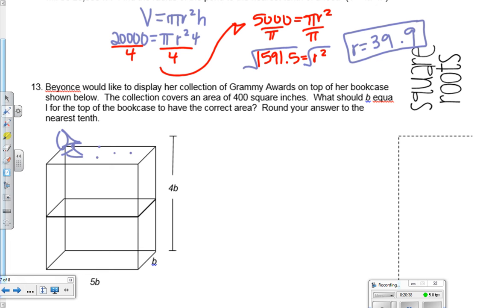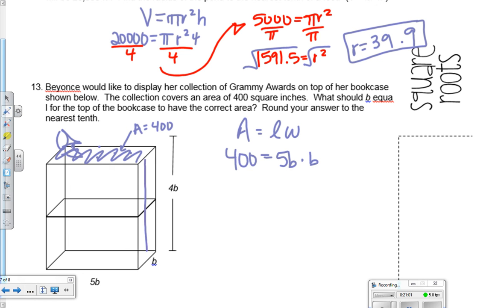So we want to make sure she has enough area to do that. Sorry, there's a few typos up here. So the collection covers an area of 400 square inches. That means this rectangle up here has to have an area of 400. For a rectangle, area equals length times width. So I've got 400 equals 5b times b. I got those from down here, my dimensions, 5b and b. So really, 400 equals 5b squared.